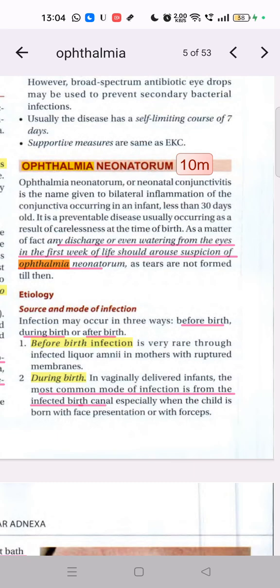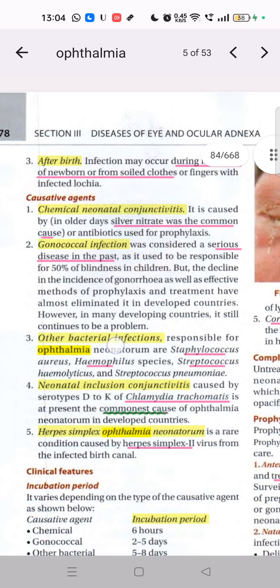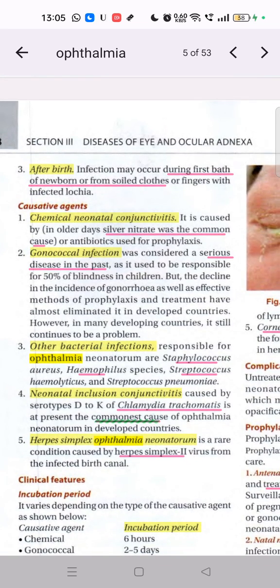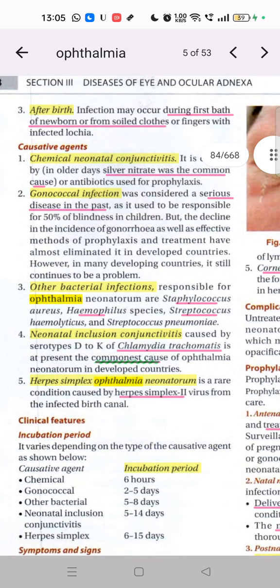What is the source and mode of infection? Infection can occur before, during, or after birth. Before birth is very rare. It can be due to infected liquor in mothers with ruptured membrane. During birth, if the delivery is vaginal, the most common mode of infection is from the infected birth canal, especially if the child is born with face presentation or with forceps. And after birth, infection may occur during the first bath of the newborn, or from soiled clothes or fingers with infected lochia. These are the three modes of infection.